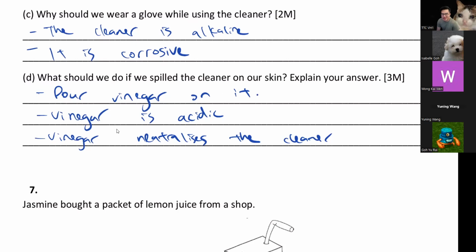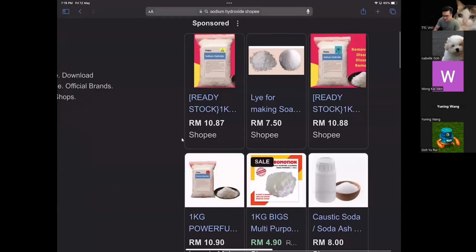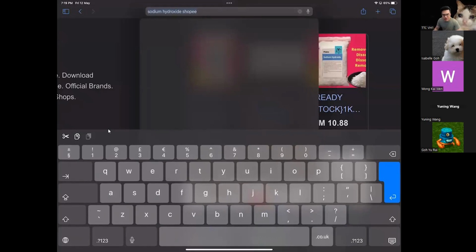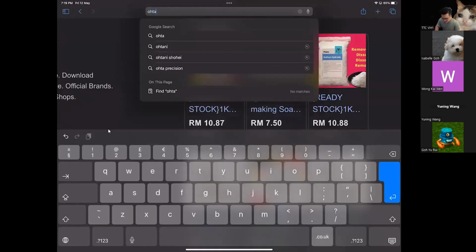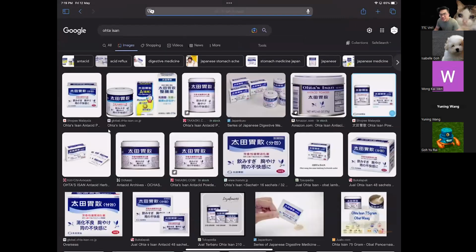Or you are in pain? Isabel, can I recommend you something? You have gastric, right? You know what this is? Ota Isan. You know this thing? This is the best gastric medicine. My wife has been drinking this for years, and this is very good for gastric.